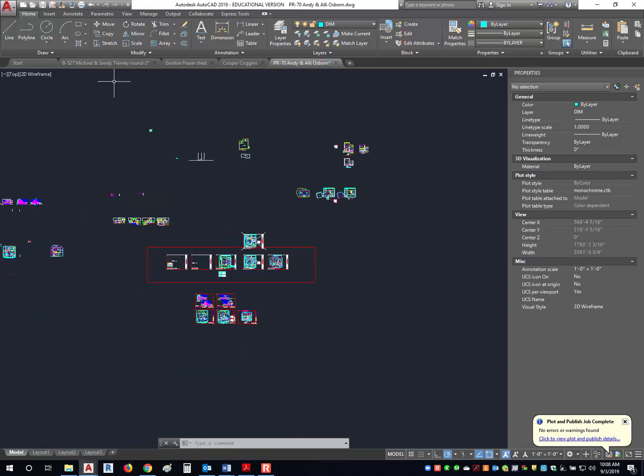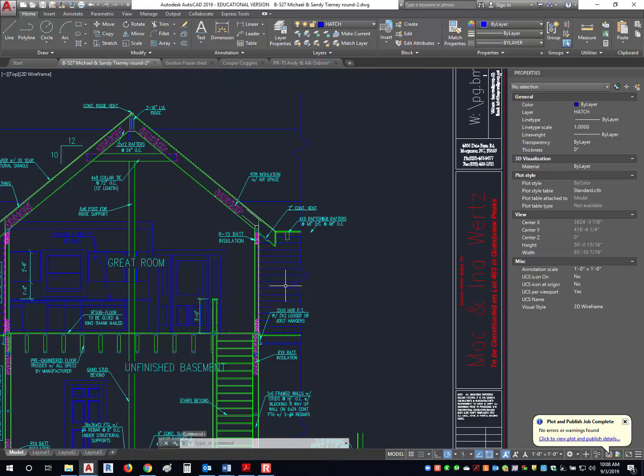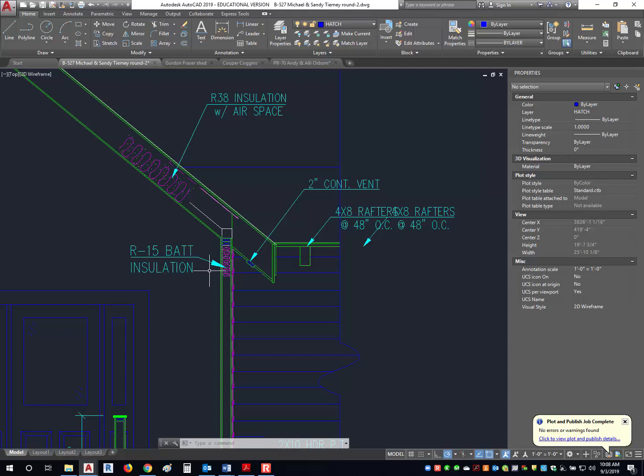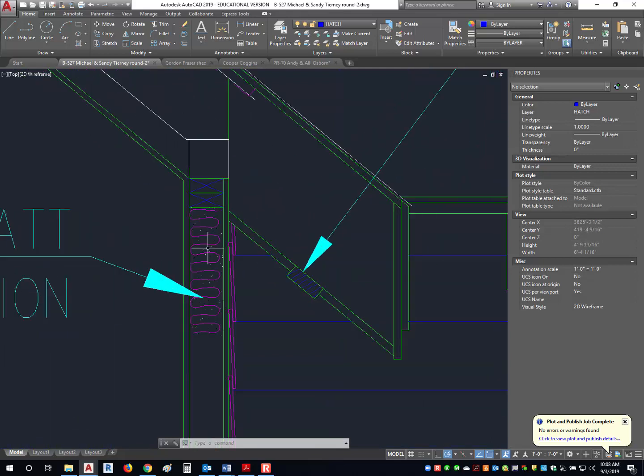I don't have a wall section in that one. What about this one? I do have a wall section. Okay, so let's look at this wall section. So I have an R15 bat in here, and yes, you can buy an R15 bat.